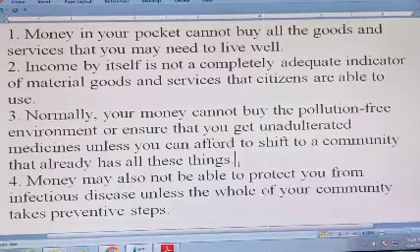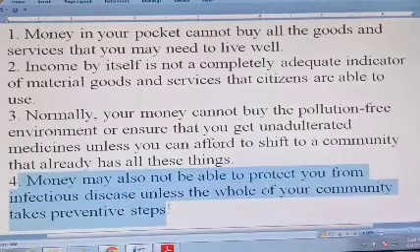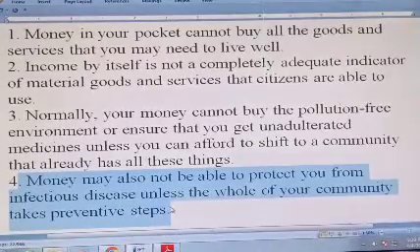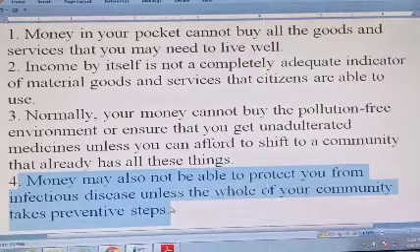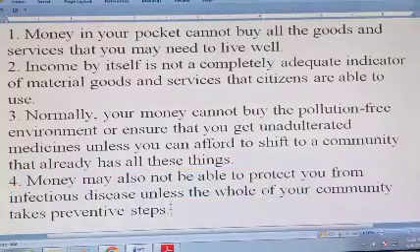Suppose you are having money, but can you save yourself from disease? No. Money may also not be able to protect you from infectious disease unless the whole of your community takes preventive steps. Preventive steps means to take care of your environment, to remain pollution free, or to take care of yourself.